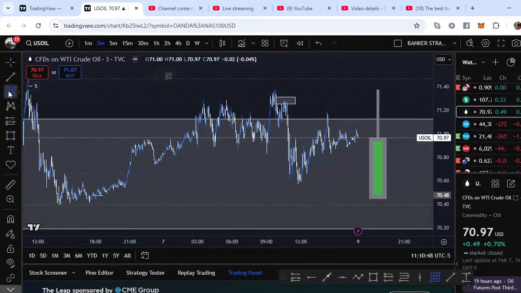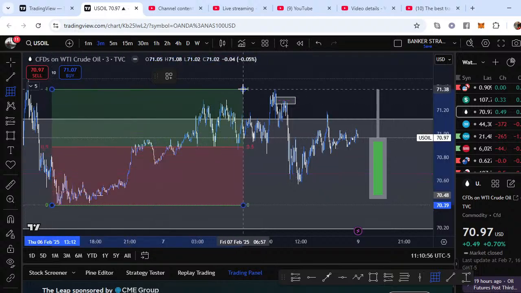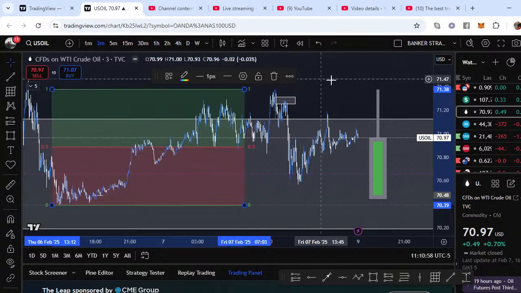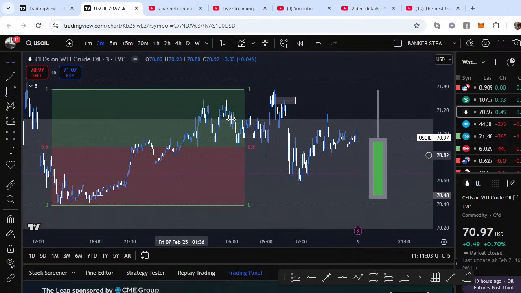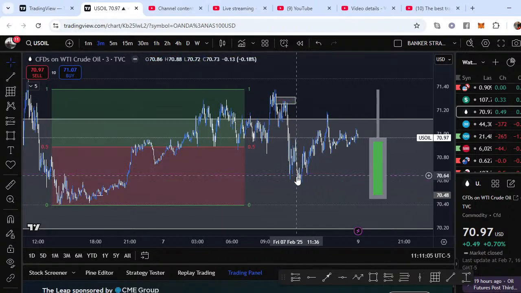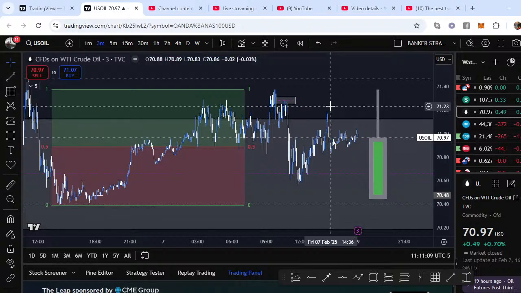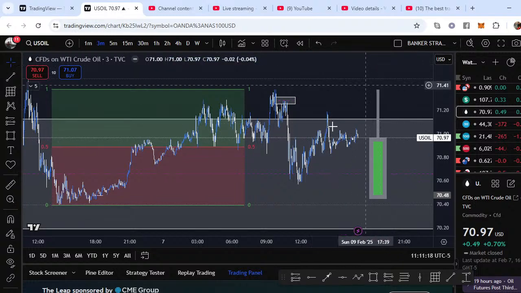Why? Because guess what? From here to here is the range. We went from discount to premium, back into discount, and back into premium. Looks like, well, actually, no, we can continue higher from here.